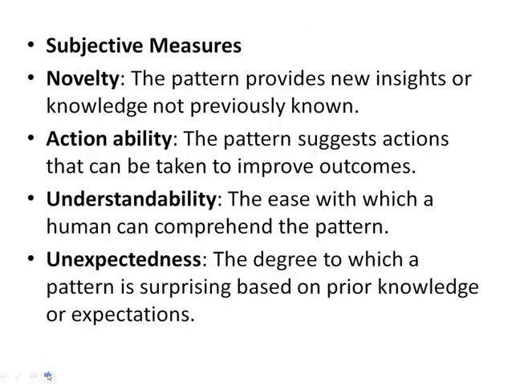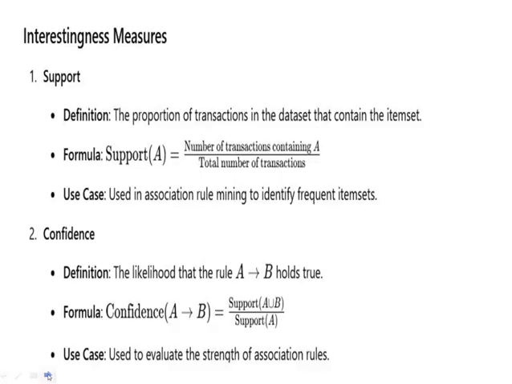For subjective measures, there is novelty, a pattern that provides new insights or knowledge not previously known. Actionability is when a pattern suggests action that can be taken to improve outcomes. Understandability is the ease with which a human can comprehend the pattern. Unexpectedness is the degree to which a pattern is surprising based on prior knowledge or expectations.